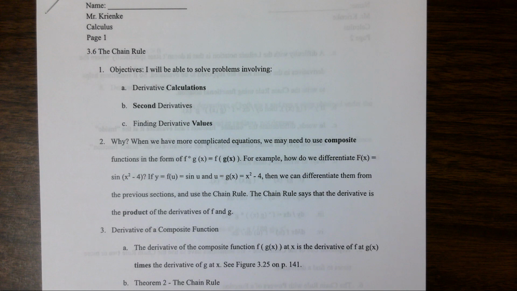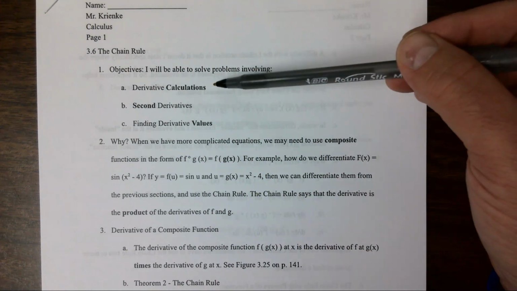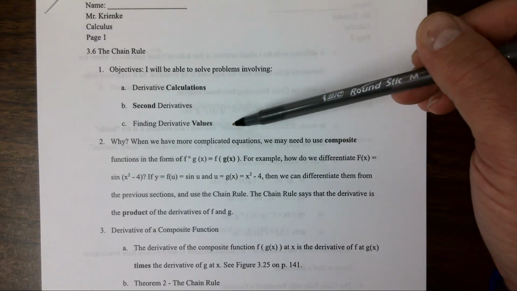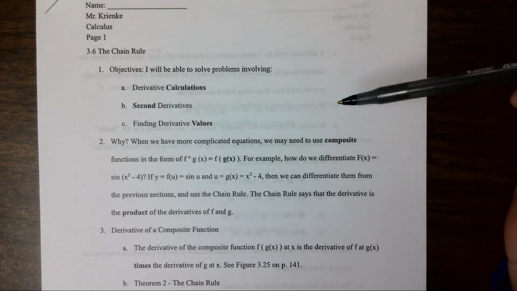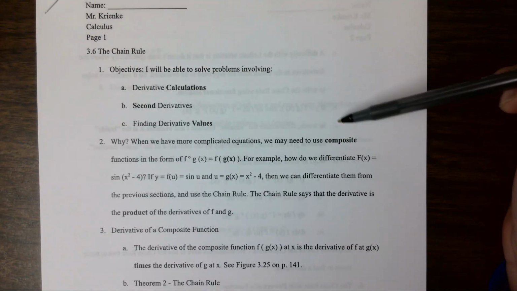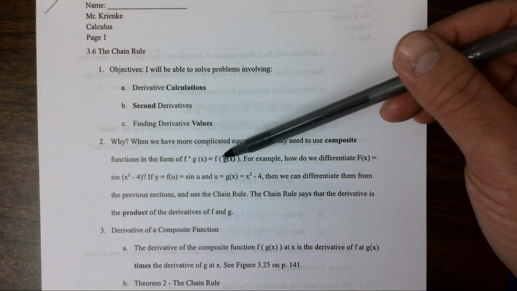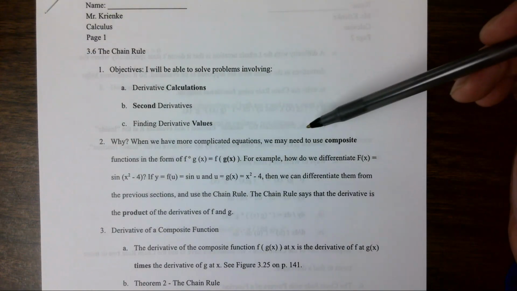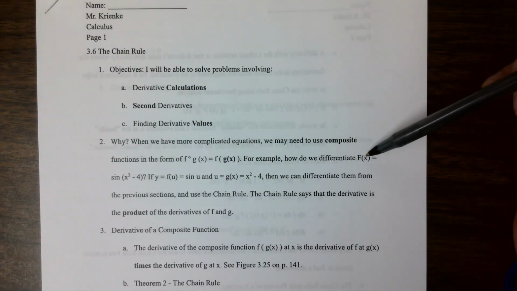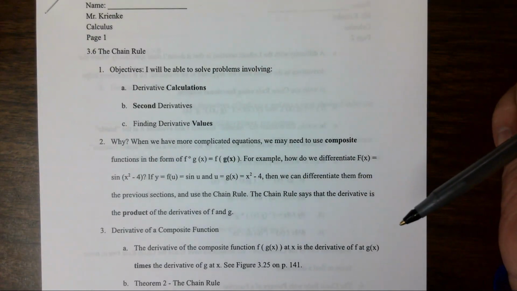3.6 chain rule video. So your objectives are to be able to solve problems involving derivative calculations, second derivatives, and finding derivative values. So why we're studying this is when we have more complicated equations, we may need to use composite functions. Like if it's f circle g, then we put f of g of x. So as an example, how do we differentiate capital F of x equals sine of x squared minus 4?